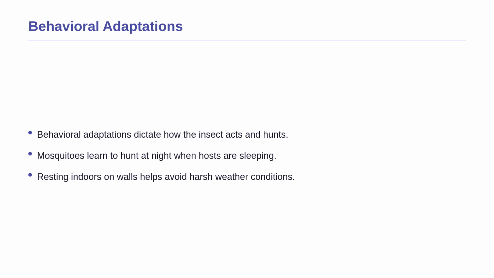Beyond physical and chemical tools, we must also consider how the insect acts. This is the third pillar: behavioral adaptations. These are instinctual changes that dictate the insect's daily habits. A perfect example is the shift in hunting times. Many mosquitoes have adapted to hunt primarily at night, when their human hosts are asleep and defenseless. Furthermore, they have developed the behavior of resting indoors, on walls or ceilings, to avoid harsh outdoor weather and predators. Together, anatomy, physiology, and behavior turn a harmless bug into a dangerous vector.